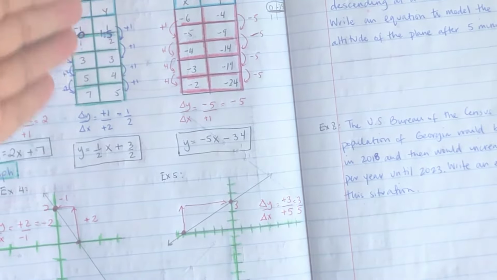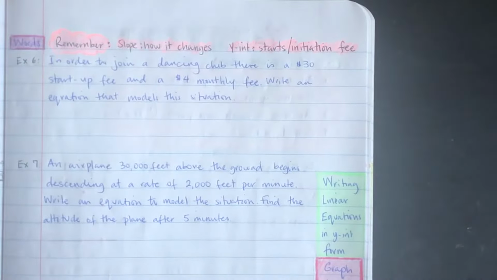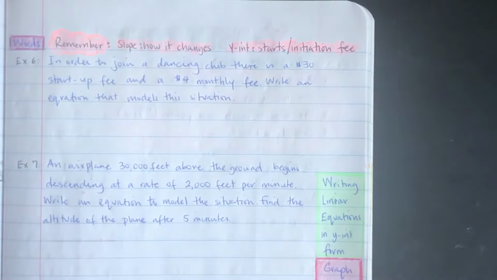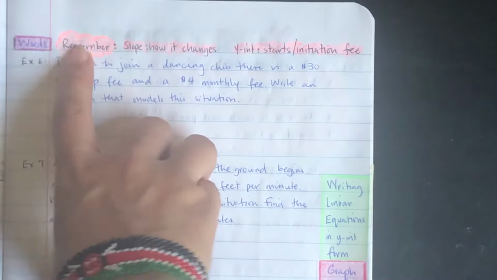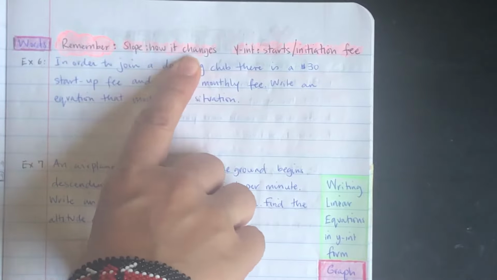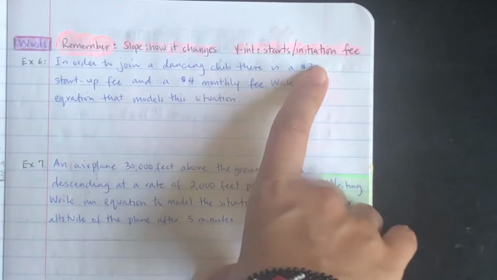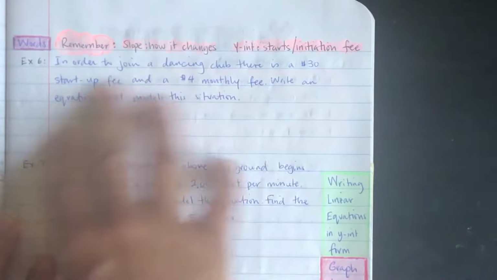So we've done a table, we've done a graph, and now we're going to look at words. So again, it's the same exact thing. The only thing is you just need to know how to find your slope and your y-intercept. So things to remember, slope is how it changes in relation to something else, and your y-intercept is where you begin or where you have your initiation fee. Okay, so that's what you're going to look at in these words.